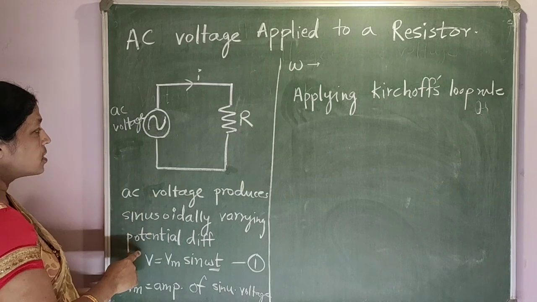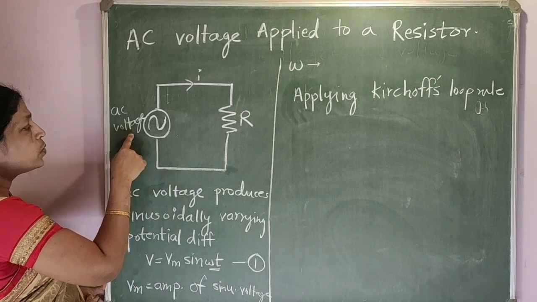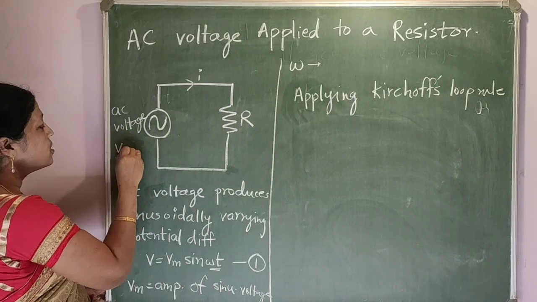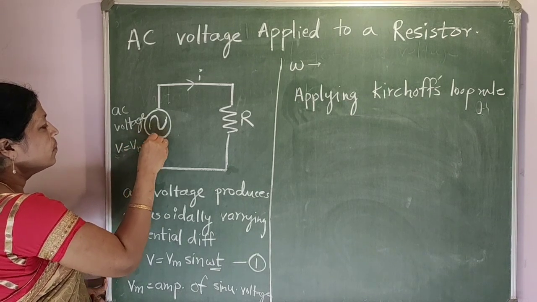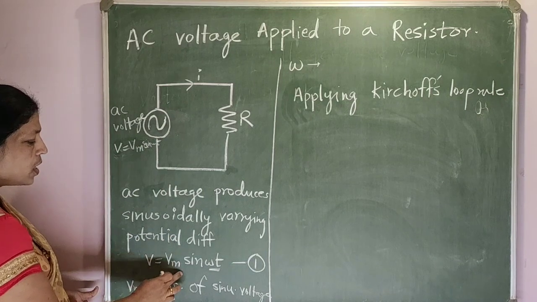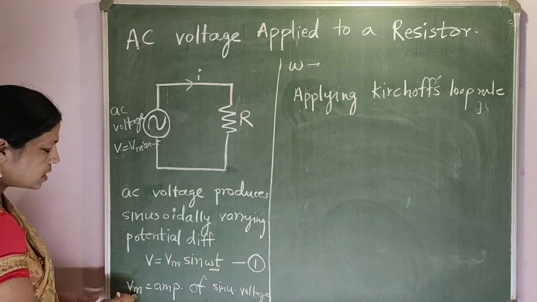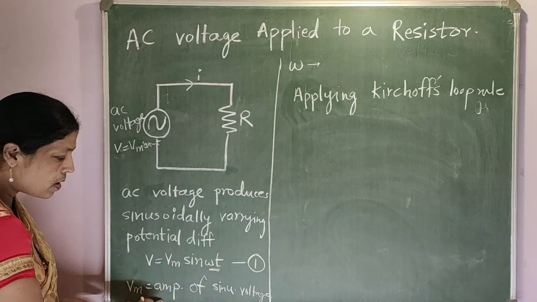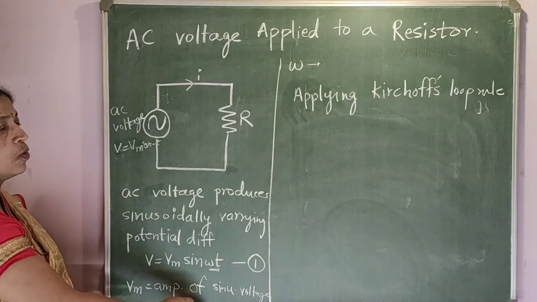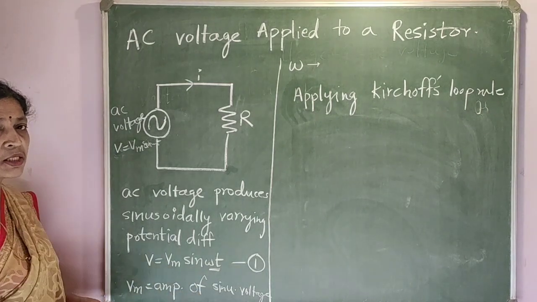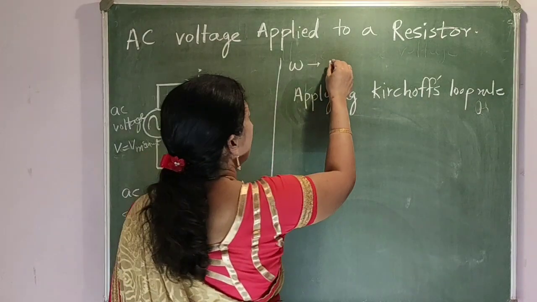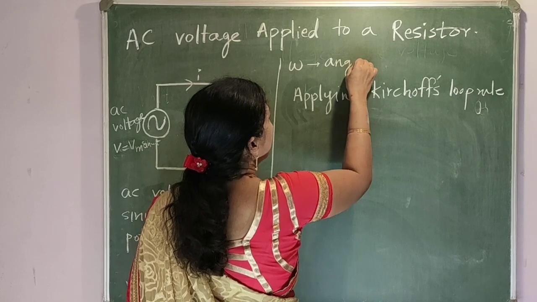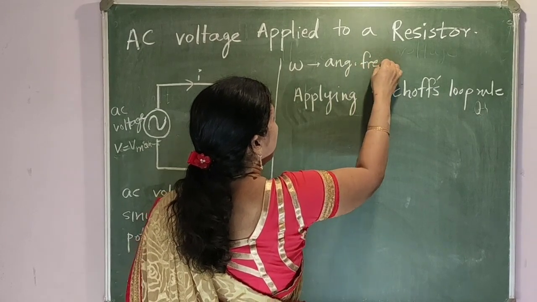Here, let us consider the AC voltage which we have applied in the circuit. It is given by v = Vm sin omega t. What is Vm? Vm is the maximum amplitude of the sinusoidal voltage, and omega is called the angular frequency.